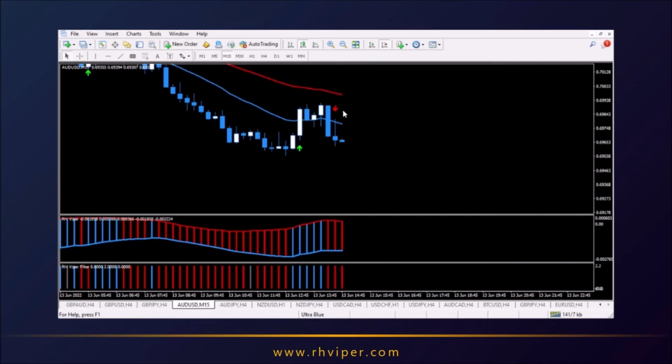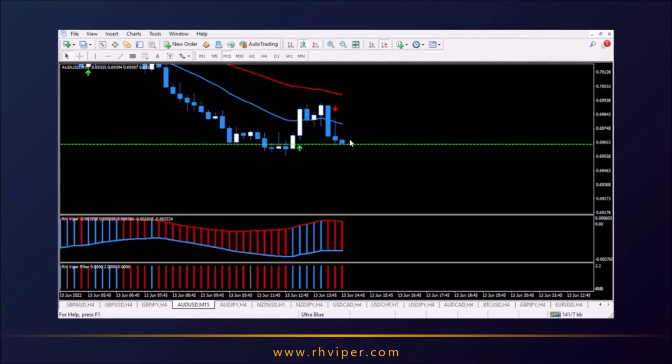Okay, well, the next candle has closed and we got that arrow to go short. So with this one candle right here, we have the Viper arrow above the candle. We've got the price closing below the blue moving average. We've got the RH Viper histogram is red and the RH Viper filter is also red. So we are going to be placing a short trade right now.